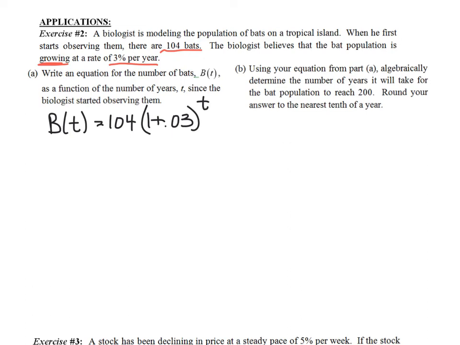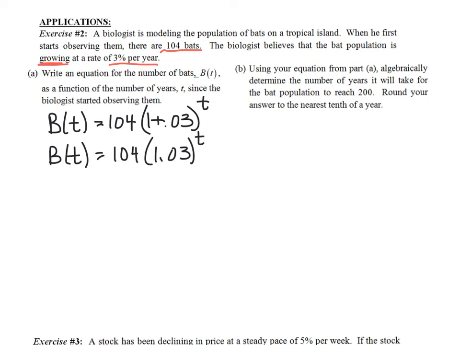Now, here's the equation that I came up with. Since I've got exponential growth, my initial value goes in front of the 1 plus r value. So 104 times (1 plus 0.03) raised to the t. I'm going to simplify that, so I'm going to say B of t is equal to 104 times 1.03 raised to the t power. So there's my answer for the equation.